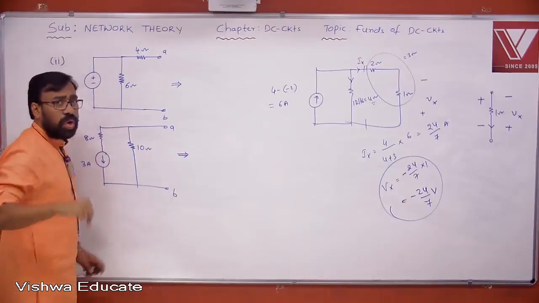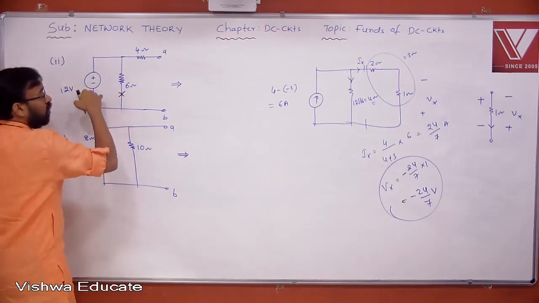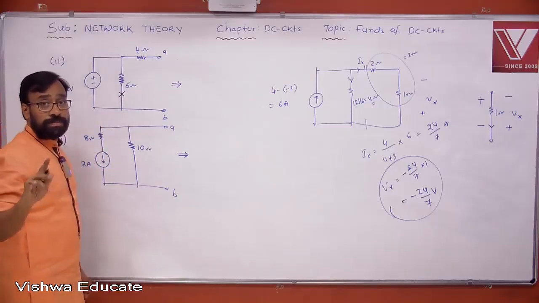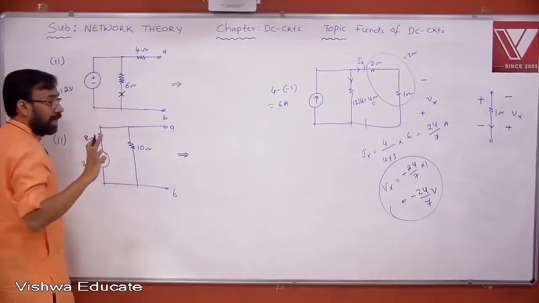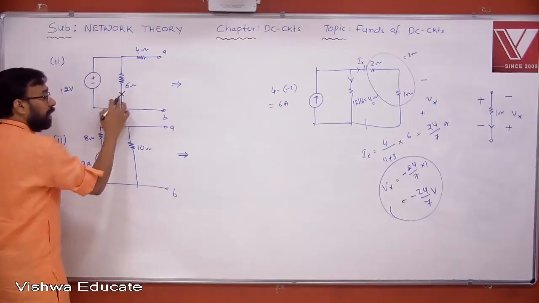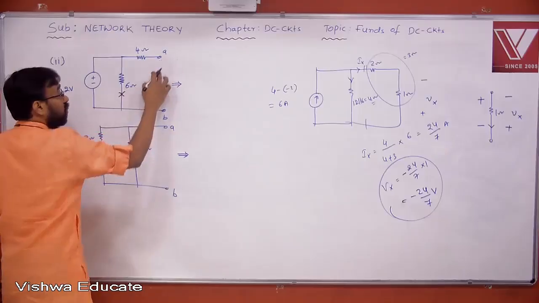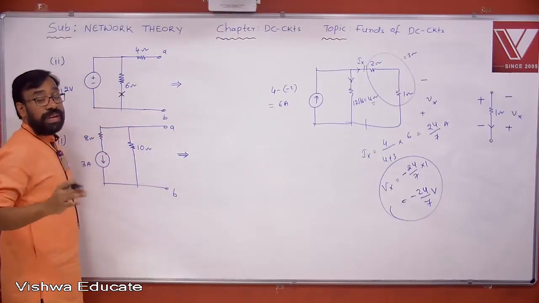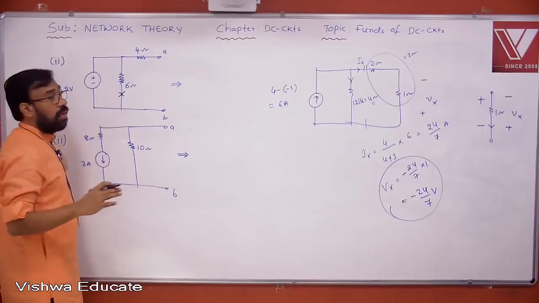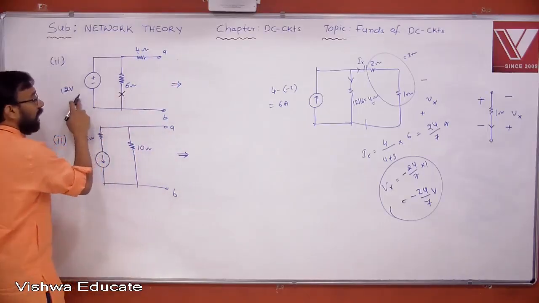We already learnt one more concept, that any element parallel to an ideal voltage source can be neglected or not? Understand? Yes, that can be neglected. Therefore, you can neglect this as far as load terminals are concerned. In the last session we made it very clear. We had a lot of discussion. With respect to load terminals, we can neglect any element parallel to an ideal voltage source.